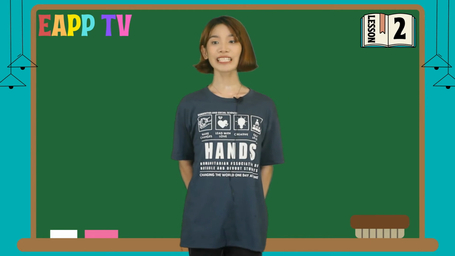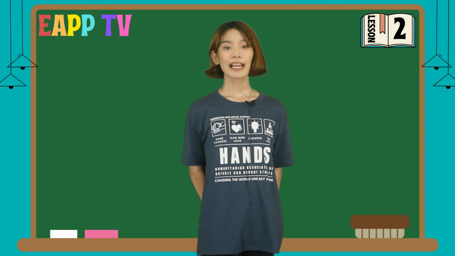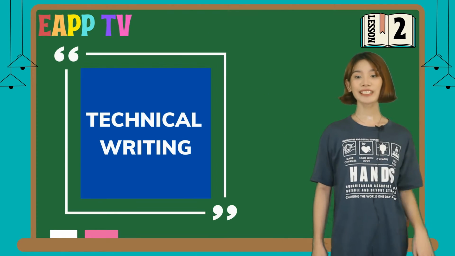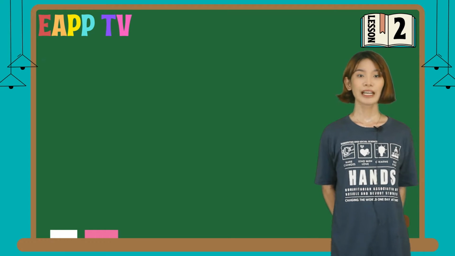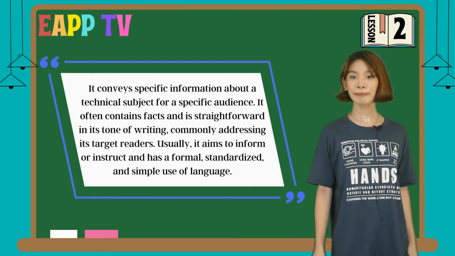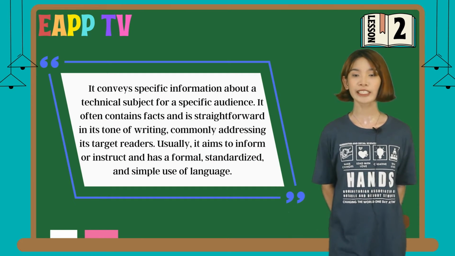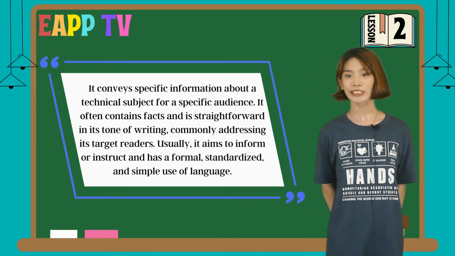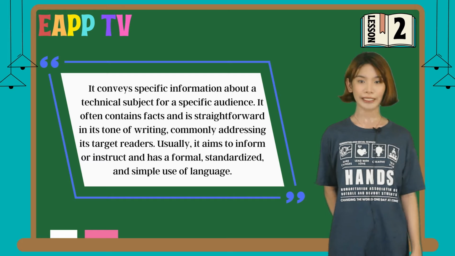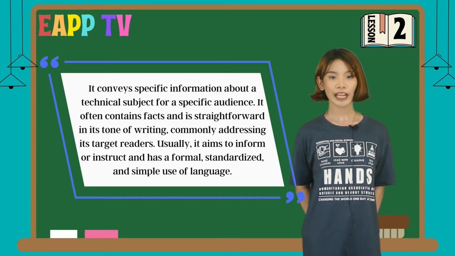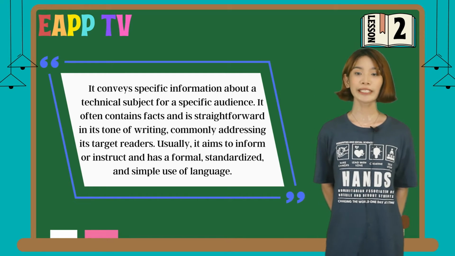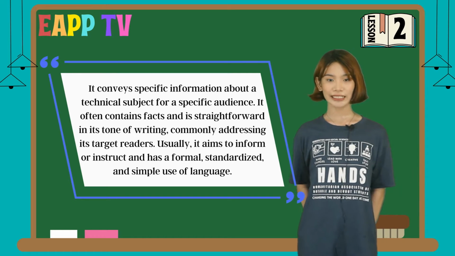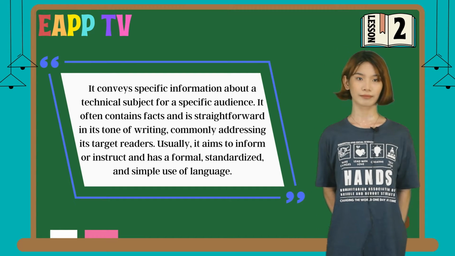After the short game, let's proceed with our discussion. Let's talk about the various kinds of reports. But first, what is technical writing? Technical writing conveys specific information about a technical subject for a specific audience. It often contains facts and is straightforward in its tone of writing, commonly addressing the target readers. Usually, it aims to inform, to instruct, and has a formal, standardized, and simple use of language.